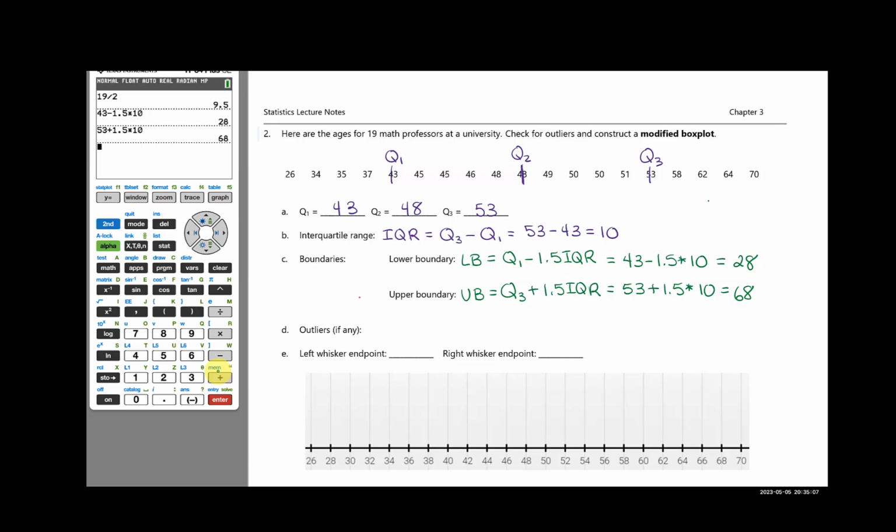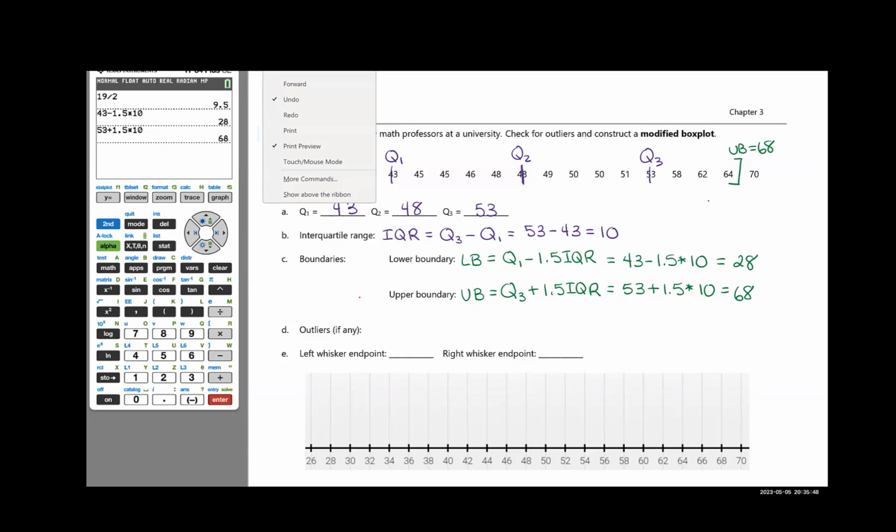So let me put them on my picture here. Let's start with our lower bound, 28. Here's 26 and 34, so 28 is between them. There's our lower boundary, 28. And our upper boundary is 68. That would be between the 64 and the 70. There's our upper boundary, 68. And it does indeed look like we have outliers.